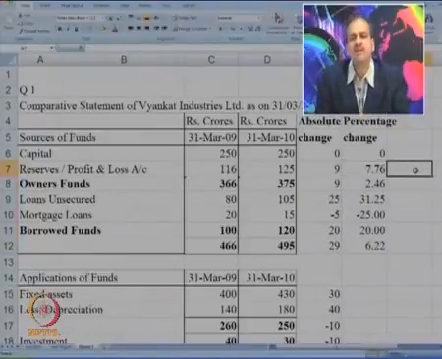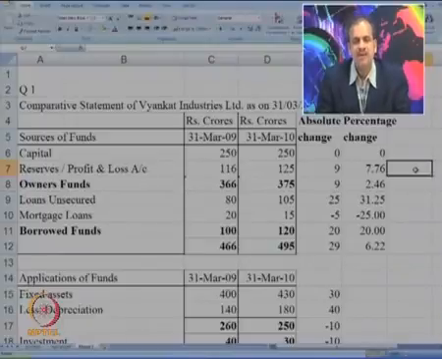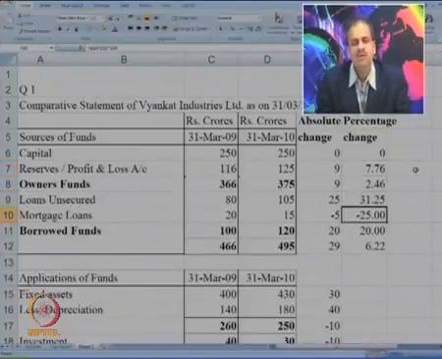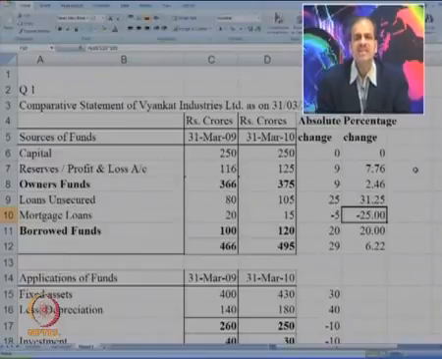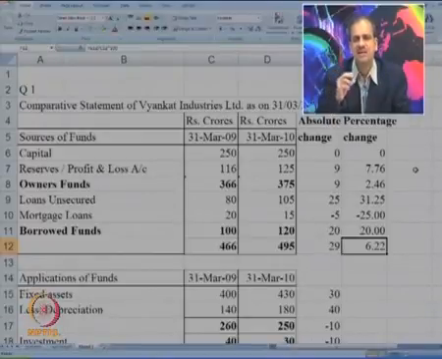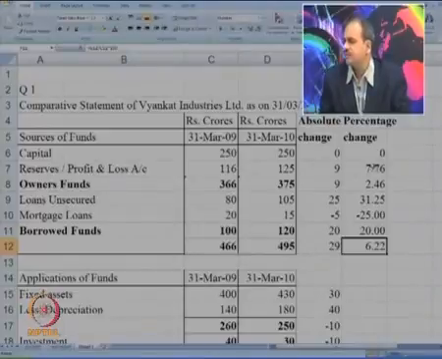So, now I think it will make more sense to you. You can see that there is no change in the capital. However, in case of reserves and surplus, there is a change of 7%. Major change is in mortgage loan, which has gone down by 25%, while unsecured loan has increased by 31%. Overall, the company looks fairly stable. There is neither significant increase nor major decrease. It is a marginal increase of 6% on the total values.